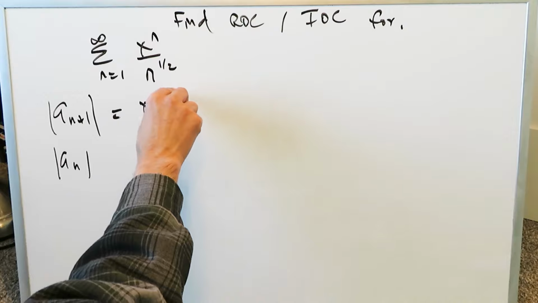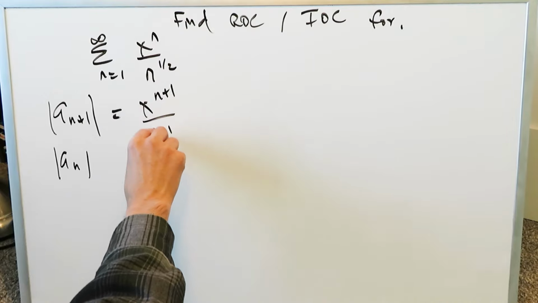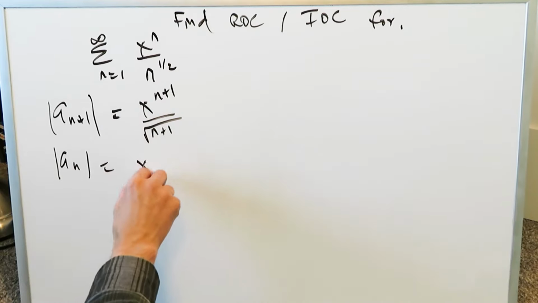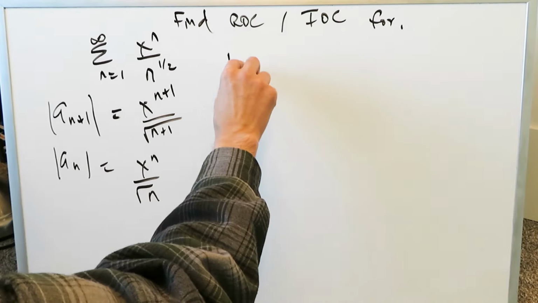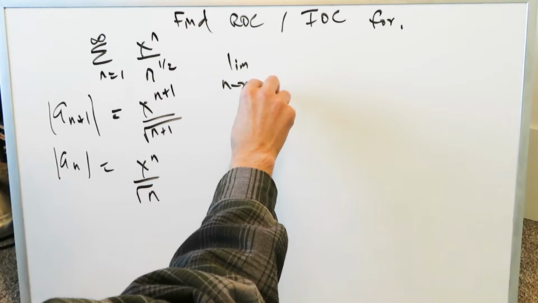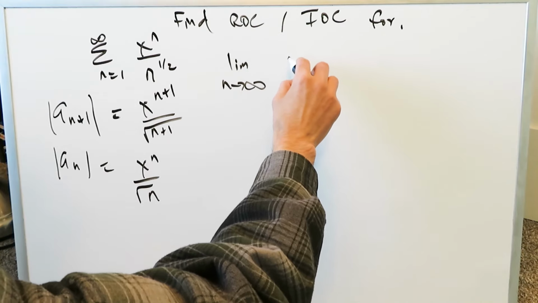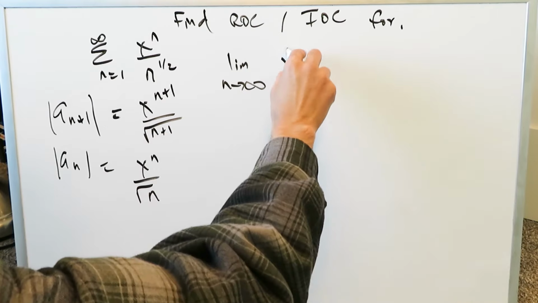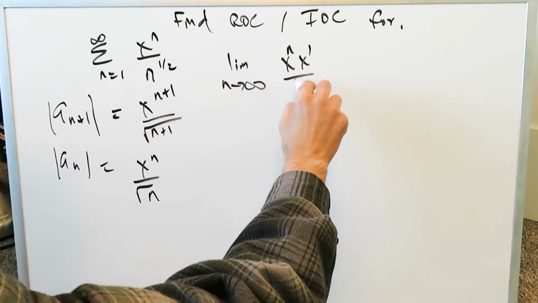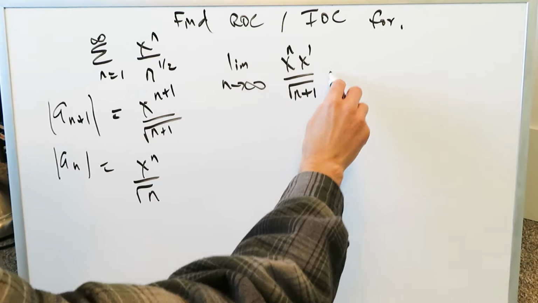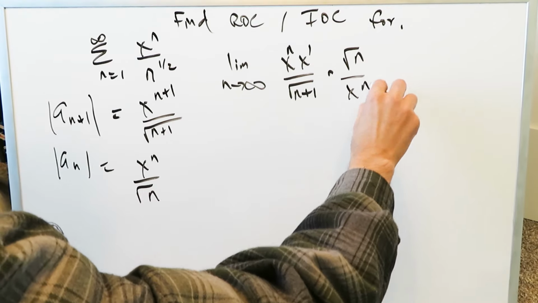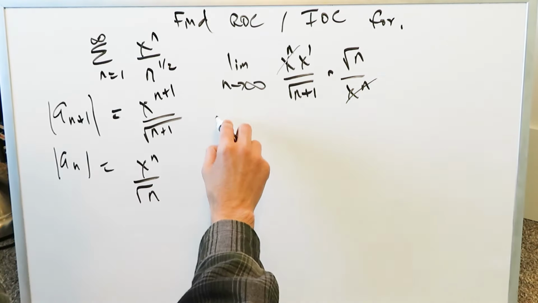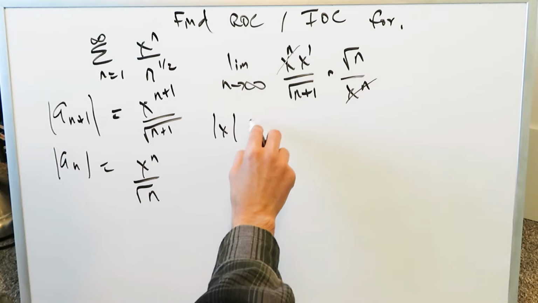Here you'll have x to the power of n plus 1, here you'll have n plus 1 in terms of a root. Here you'll have x to the n, here you'll have root n. You're doing the ratio of these two. Limit as n approaches infinity, you'll have the ratio of these two, and I'll open these up. I'll have x to the n times x to the 1 using the laws of exponent multiplied by this flipped around, root n and x to the n. You can cancel this out. You end up seeing this x, and I'll bring that x out.